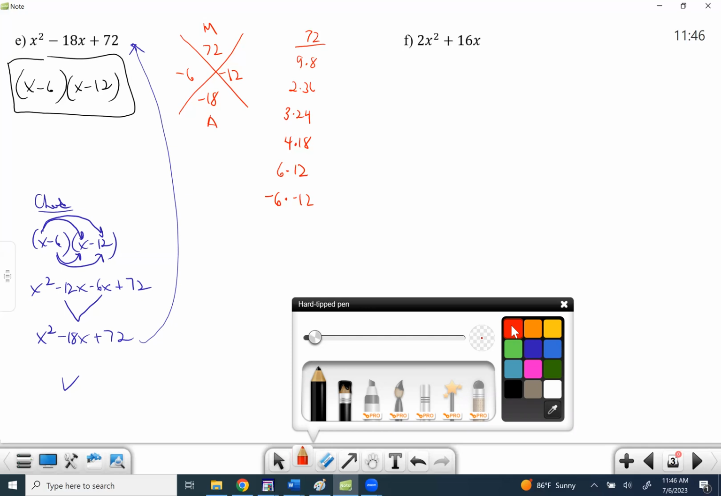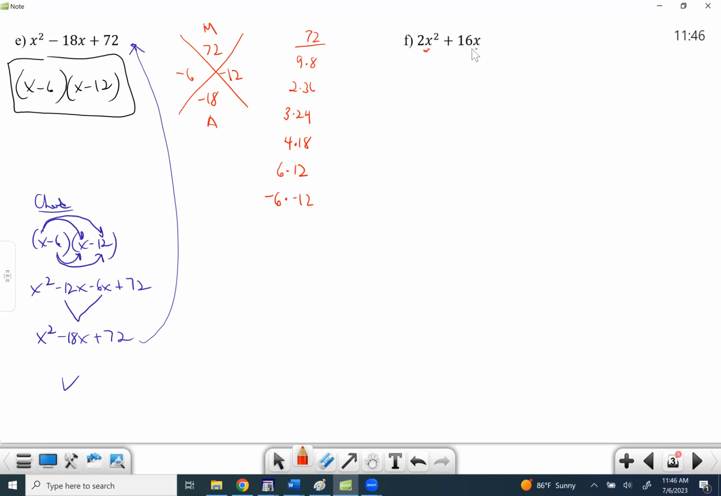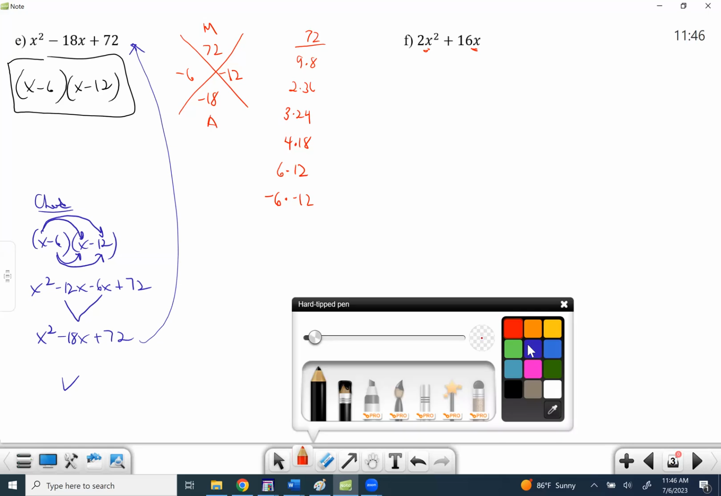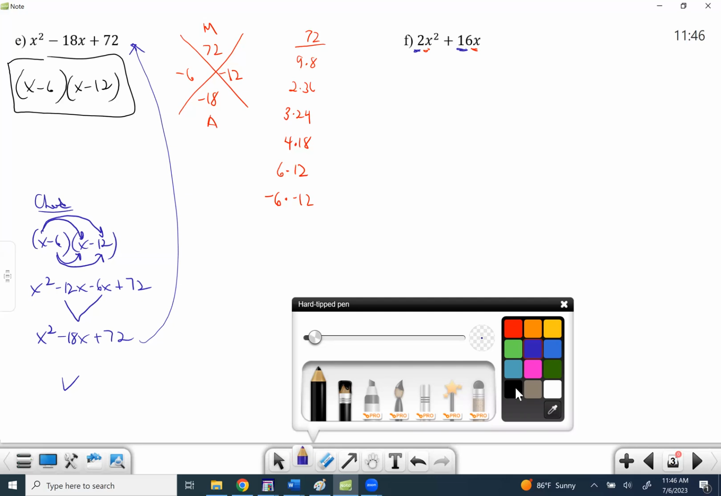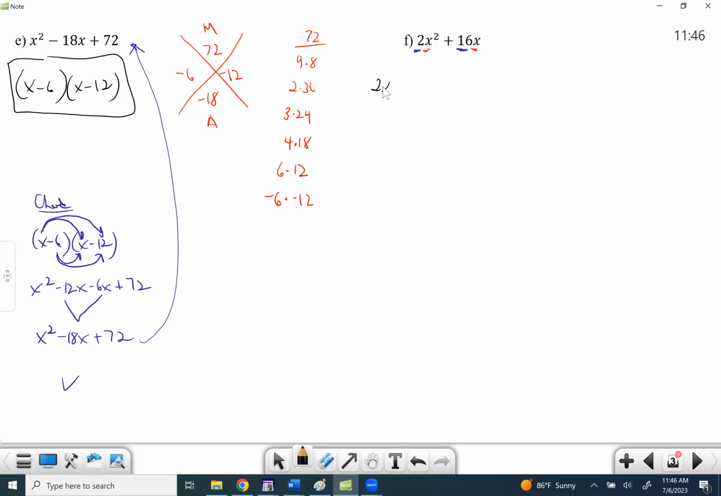But in this case, we have more than just an x. Yes, they have an x in common, right? So we can pull out an x. But these numbers, these coefficients on the terms, they have something in common too. So 2 will divide into 2, and 2 will divide into 16. So 2 is going to be the greatest common factor, and then an x, so 2x.